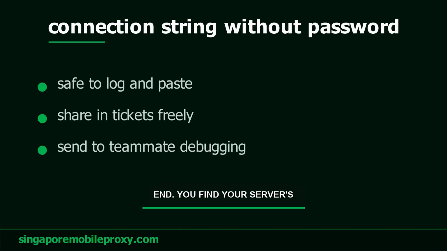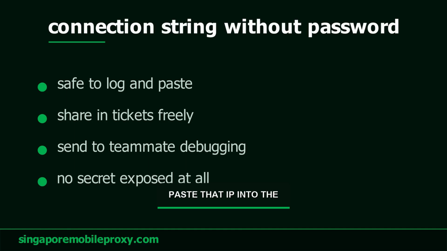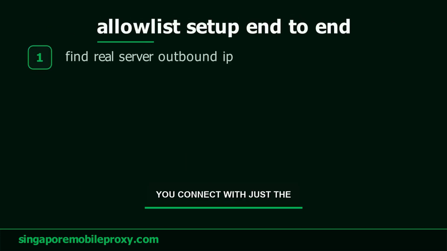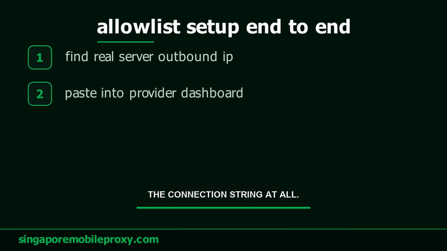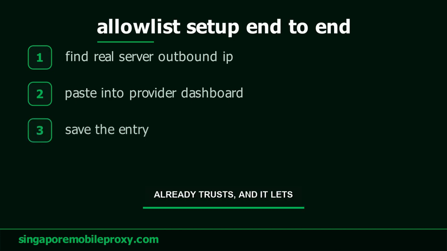You find your server's real outbound IP, you paste that IP into the allow list in your provider dashboard, and you save. Then on the server itself, you connect with just the host and the port. No user, no pass in the connection string at all. The gateway sees the request arrive from an address it already trusts, and it lets the traffic straight through.